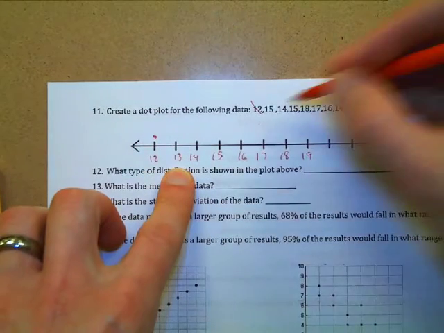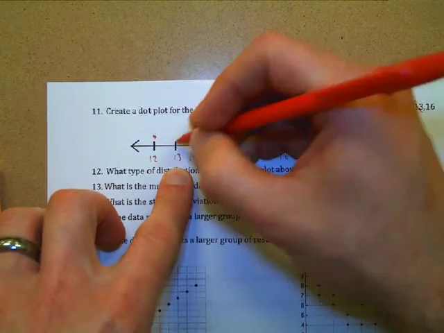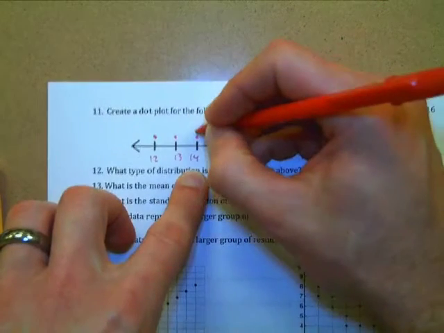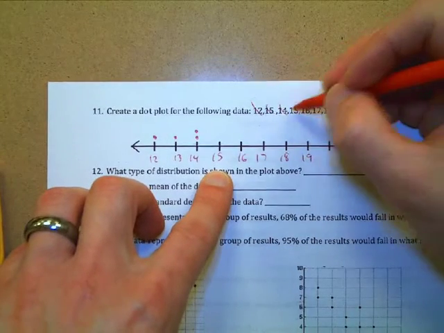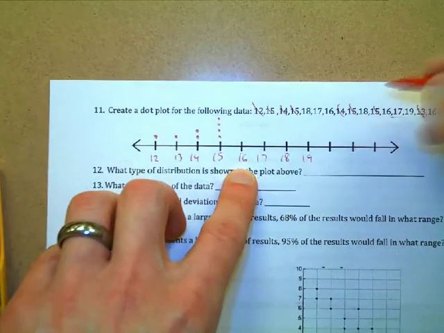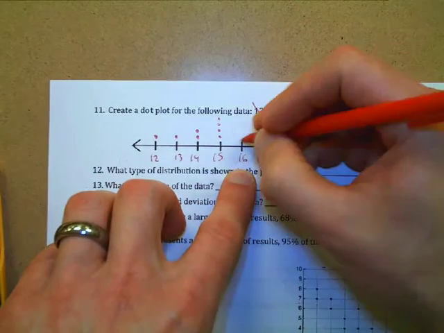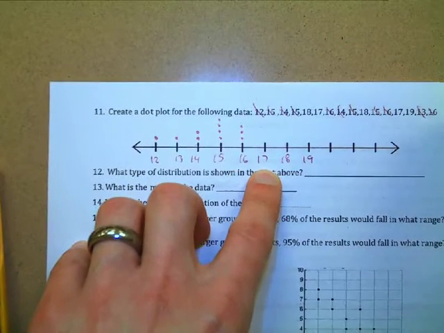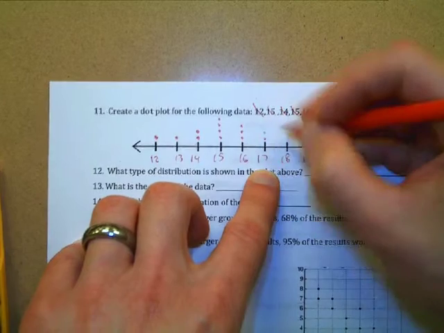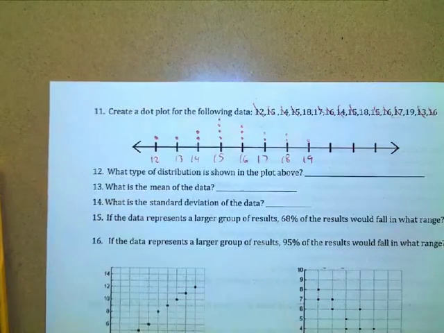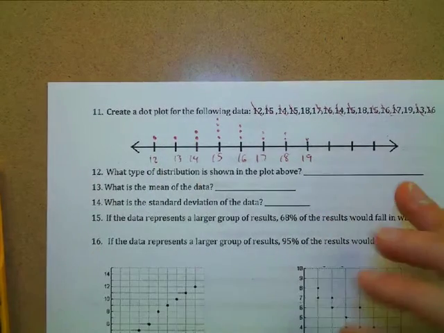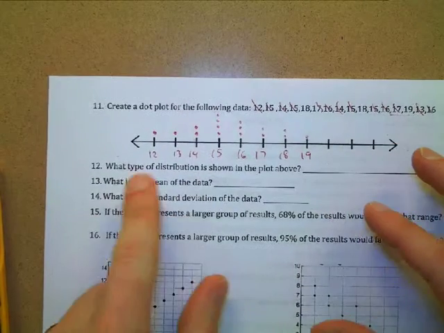How many 13s? Just one as well. How many 14s? 1, 2. 15s: 1, 2, 3, 4. 16s: 1, 2, 3. 17s: 2. And then two 18s and a 19. Remember, each dot in the dot plot represents a single piece of data. So there's one 12, one 13, and so on, two 14s, four 15s.